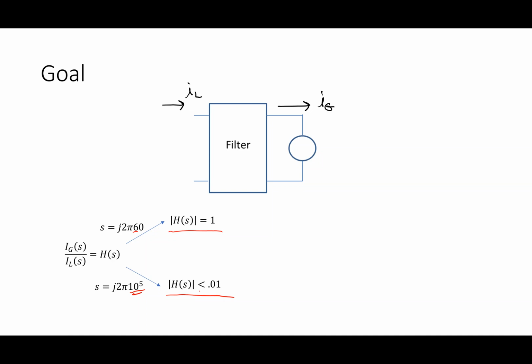So think, what does that mean? At 60 hertz, I want the amplitude to be 1, which means what? I'm passing that, right? It just goes right through. To say that I want the magnitude to be less than 0.01 says that I want what? I want to filter it, and I want it to be 1% of whatever I had going in. So I want to multiply it by 0.01. That's 1%, right? So I'm going to make it a lot smaller than it was before. So as a designer, I need to design that filter.